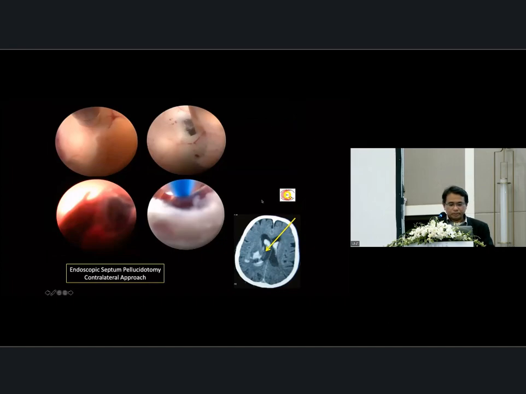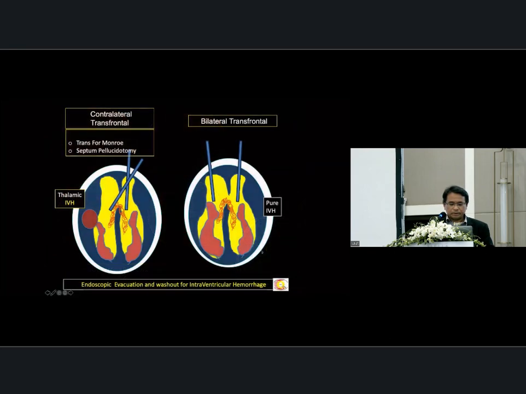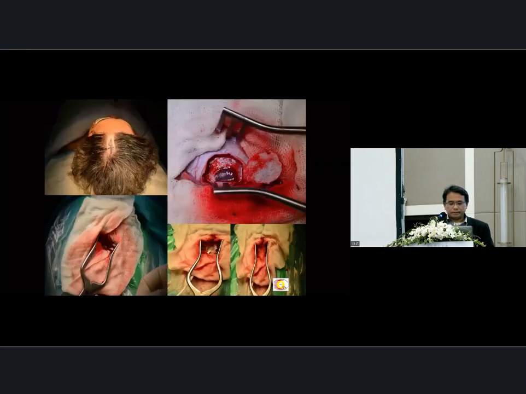What we do, we try to remove the clot first, and then we do septum pellucidotomy to get to the contralateral side. And then we go out, we go to the Monroe, and then we get into the thalamus. So this is just to show you again, sometimes we can use a single hole, but certain case we have to do bilateral. So for IVH, usually I make a slightly larger mini craniotomy, about 3 times 2.5 centimeter, and then I make a flap incision in case I could not reveal the clot properly. Then I can convert to standard microscopic procedure.